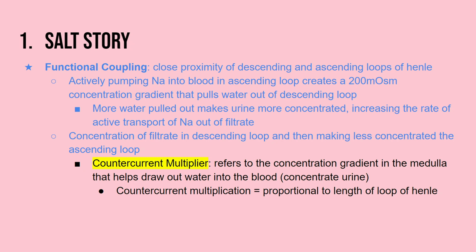So that's basically all of that saying. We have active transporters in the ascending limb that help take sodium out of the filtrate into the blood. And then that draws more water out of the descending limb. Taking water out of the filtrate is concentrating the urine. And then just for context, this is just the direction of the filtrate.